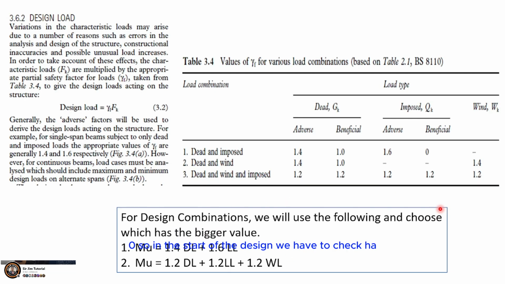At the start of the design, we have to check considerations like load combinations. These are the most common load combination factors. For dead load, adverse is 1.4 for dead and imposed. For imposed, this is 1.6. For the wind, you also have 1.4 here. And now if you have dead and wind, you have 1.2, 1.2, and then 1.2. In American standards, instead of imposed load, we say live load.